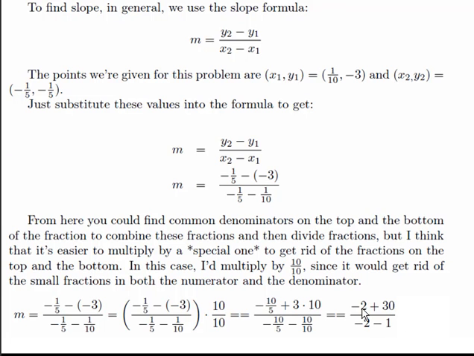So if I combine those, negative 2 plus 30 is 28, and negative 2 minus 1 is negative 3. So I'm going to have 28 divided by negative 3, but I go ahead and put the negative out front. So I have negative 28 over 3, and that would be my answer.